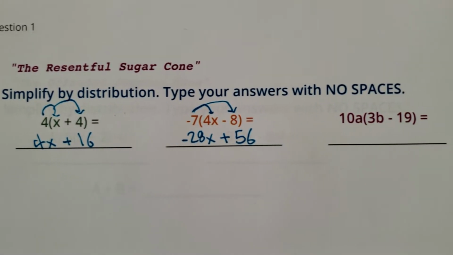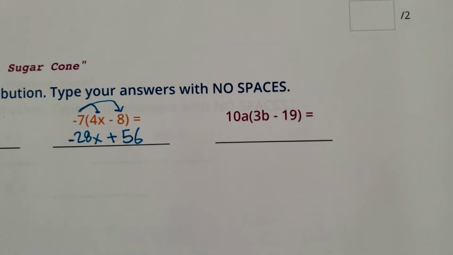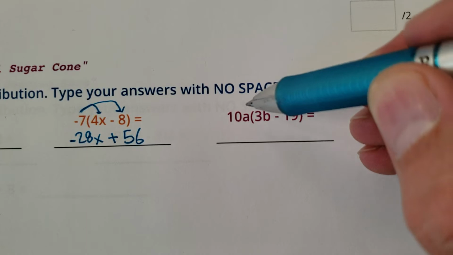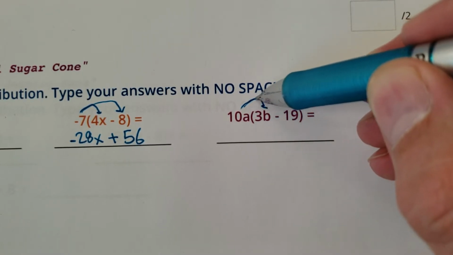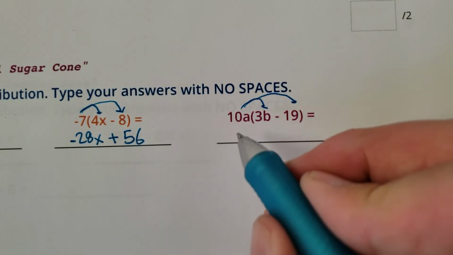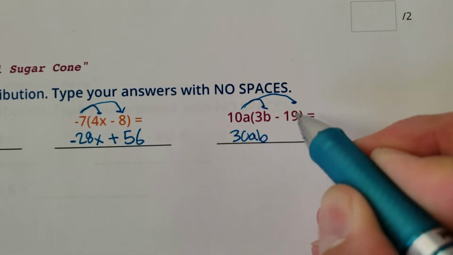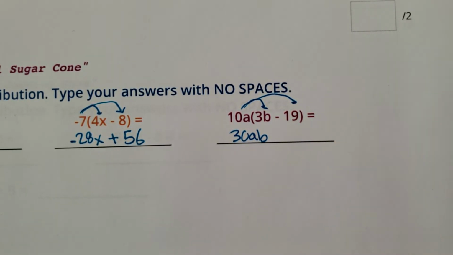All right, sliding on down. Ooh, the last one here. We have a 10a times a 3b minus a 19. So 10's not too bad. Okay, 10 times 3 is just 30. A times b is just ab. Remember, when different variables multiply, they just mush together.